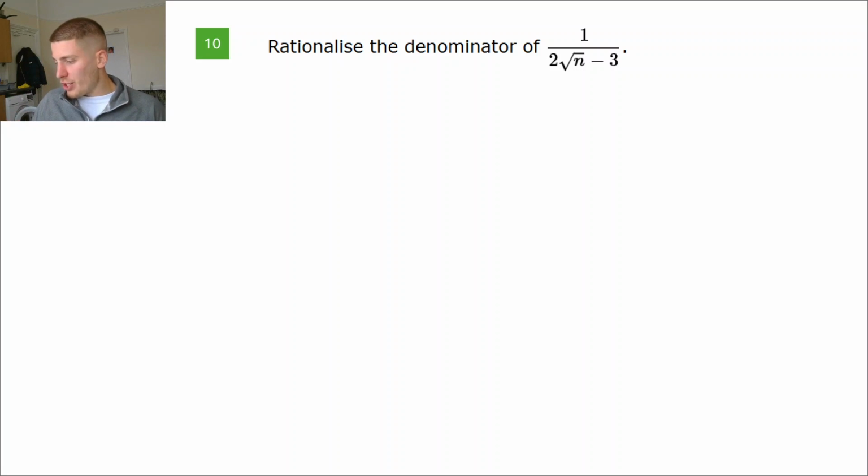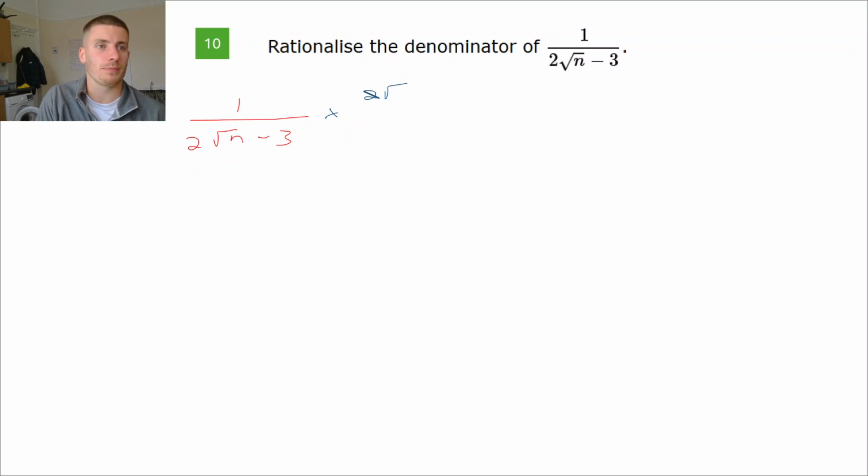Okay, last but not least, we've got to rationalise the denominator of this one again. So let's write the question out. We've got 1 over 2 root n take away 3. Rationalising, we know, means getting the surd off the bottom. We're going to times through by the expression on the bottom but change the sign, so 2 root n plus 3 on the top and the same on the bottom, because then you get the difference of 2 squares on the bottom, which means the surds cancel out.